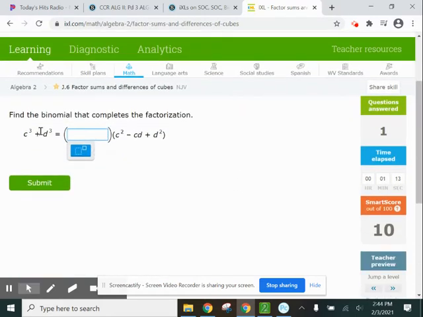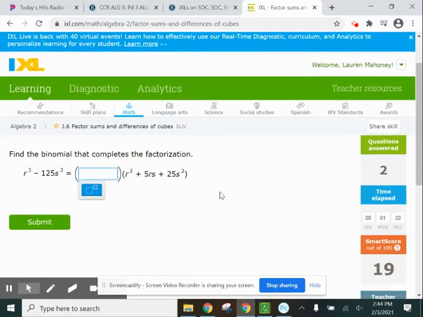This one is very similar. This, again, is that sum. So we take the cube root of both. So that's going to be c plus d. And then it goes on.